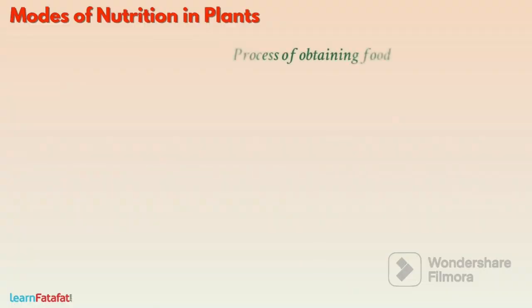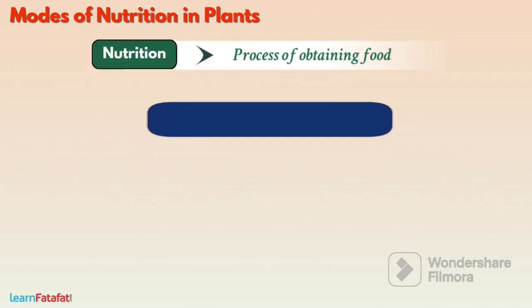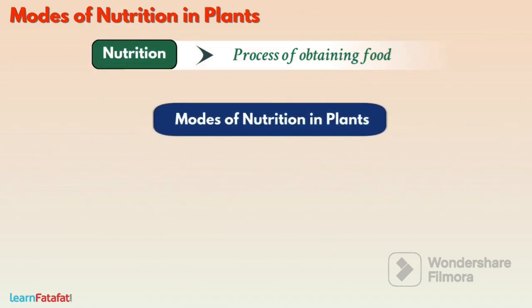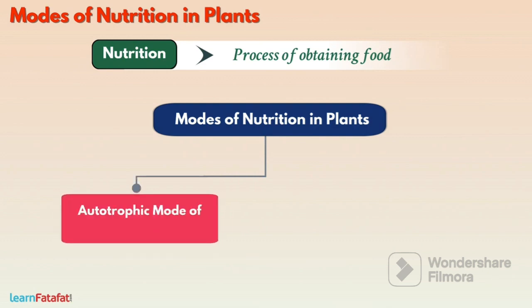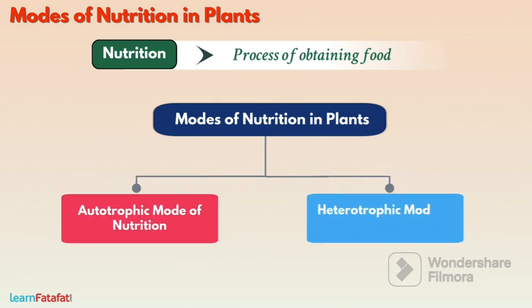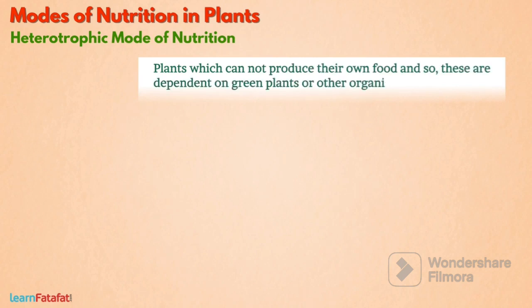Now, the process of obtaining food is called nutrition. There are various ways by which plants obtain their food. Basically, we can classify nutrition in plants as autotrophic mode of nutrition and heterotrophic mode of nutrition. Let's talk about heterotrophic mode of nutrition. There are plants which cannot produce their own food, and so these are dependent on green plants or other organisms for their food. Heterotrophic nutrition.